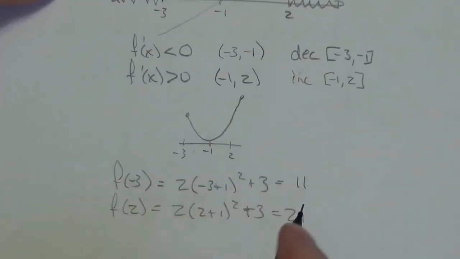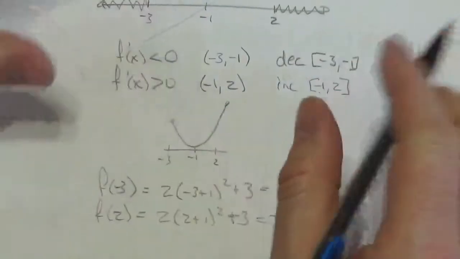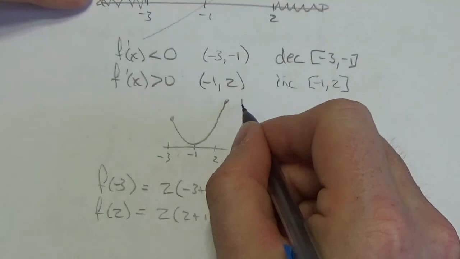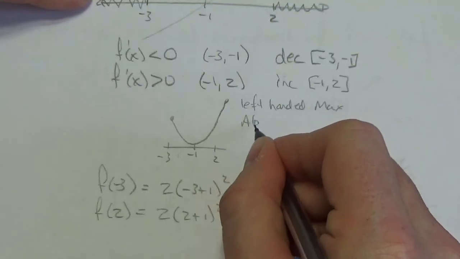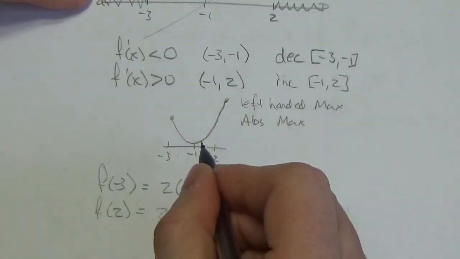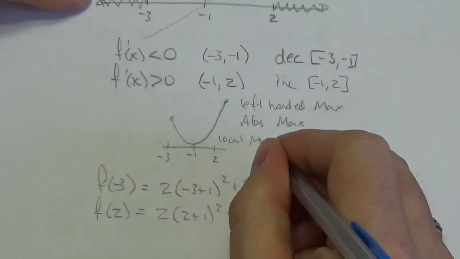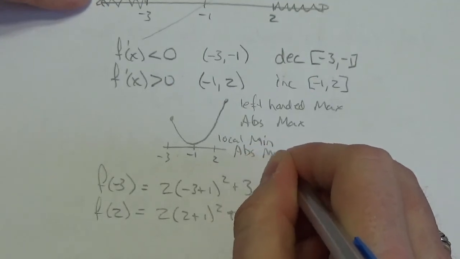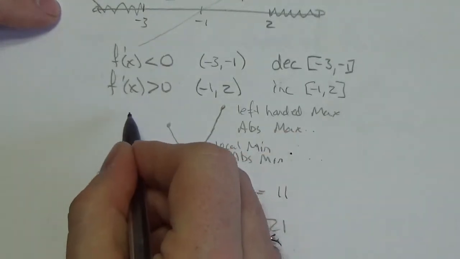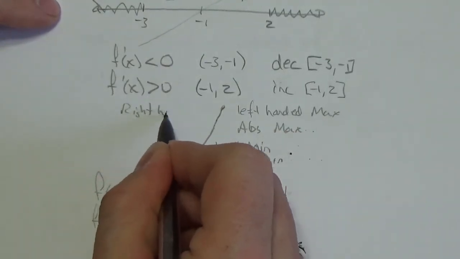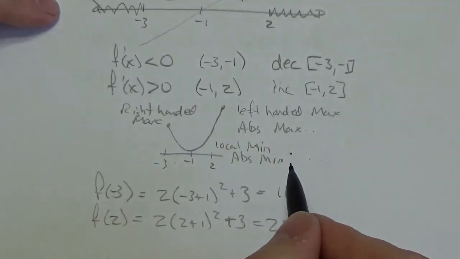Okay, so now I know, let's be really clear about this. This one here is a left-handed max. It is also the absolute max. This right here is a local min. It is also the absolute min. Over here, this is a right-handed max. And that's all it is.